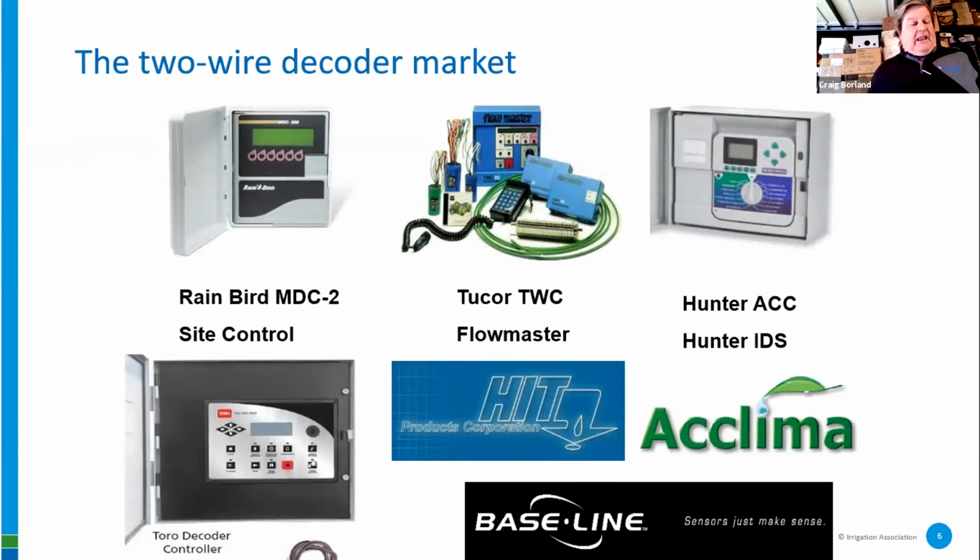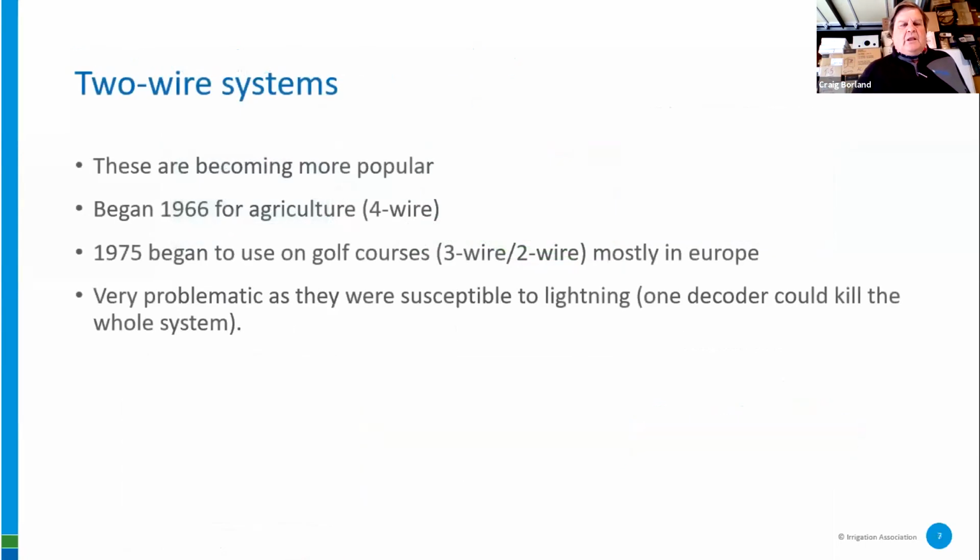Now, as I began, everyone seems to be in the two-wire craze. Toro, Rain Bird, Two-Core, Flowmaster, HIT, Baseline, Hunter, Acclima. There are a lot of different variances between all of them. There are some nuances we want to discuss, but for the most part, two-wire is predominantly just what I said. It's a two-wire system. They've been out for a while.